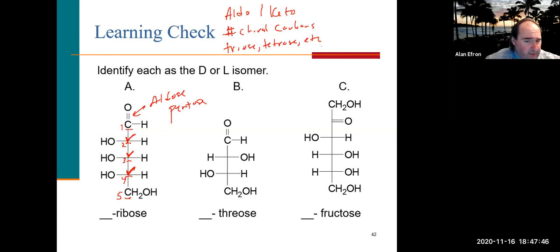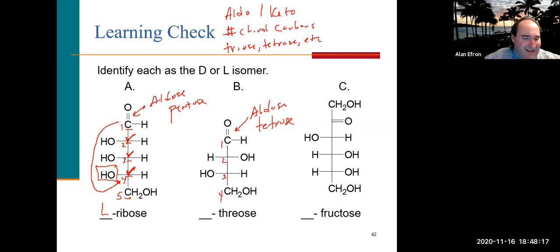So it has 3 chiral carbons. We're looking at the last chiral carbon from this C double bond O, and we see that the OH group here is on the left. So this should be L in this particular case. Coming over here, again, we see our aldehyde group, so that's an aldose. This is carbon 1, that would be carbon 2, carbon 3, carbon 4. So that's going to be a tetrose.